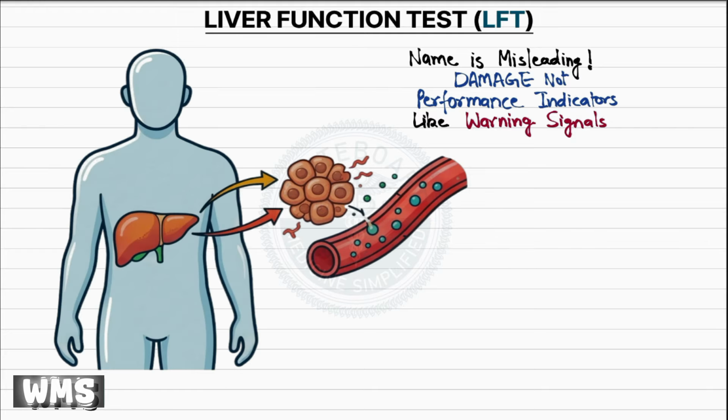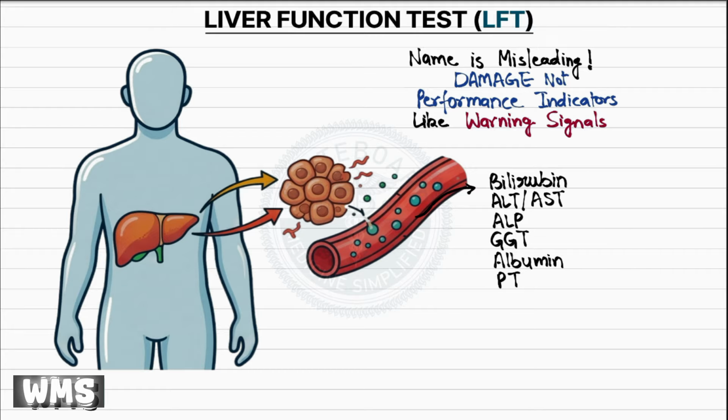The liver plays a central role in metabolism, handling carbohydrates, proteins, and fats. So when something goes wrong, certain enzymes and metabolic byproducts leak into the blood and act as signals or biochemical markers of liver dysfunction. These include bilirubin, enzymes like ALT, AST, alkaline phosphatase, and GGT, as well as functional markers like albumin and prothrombin time.